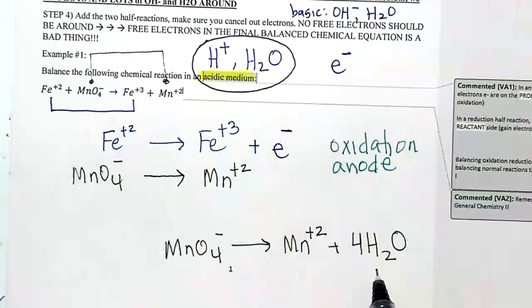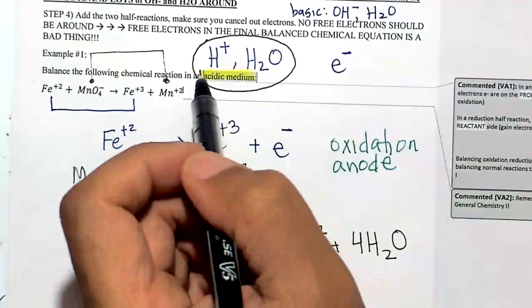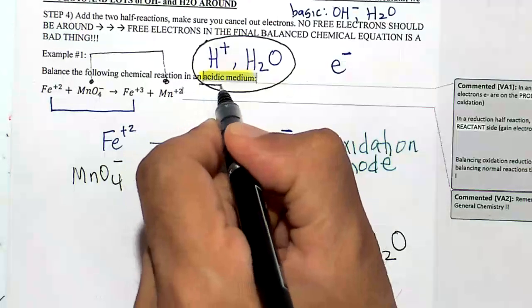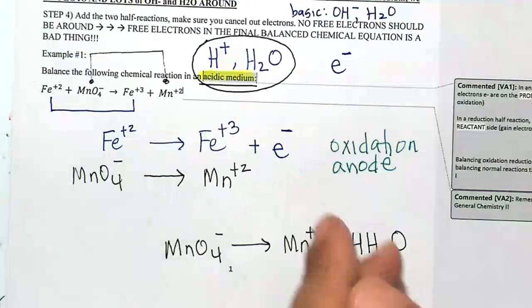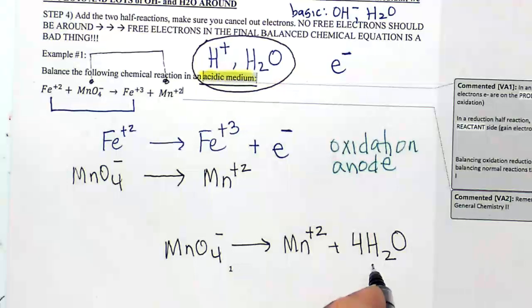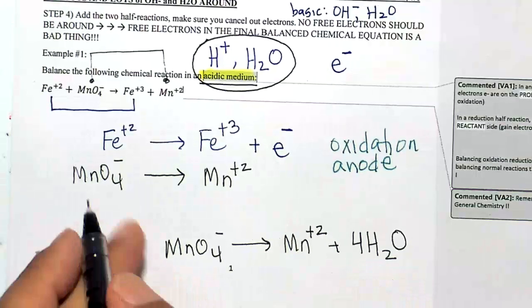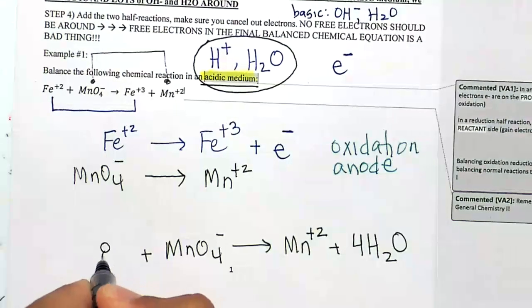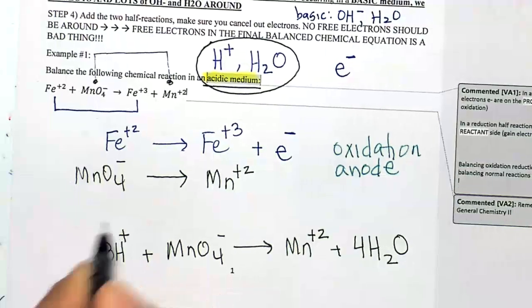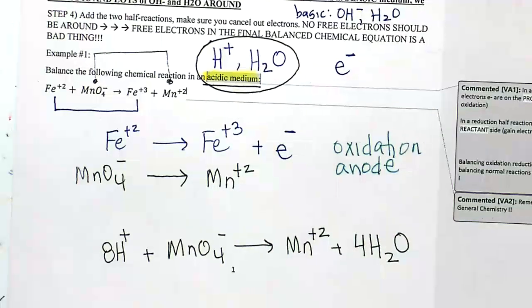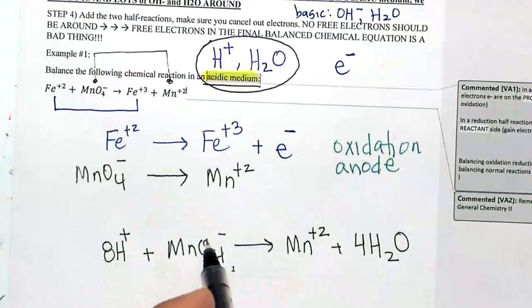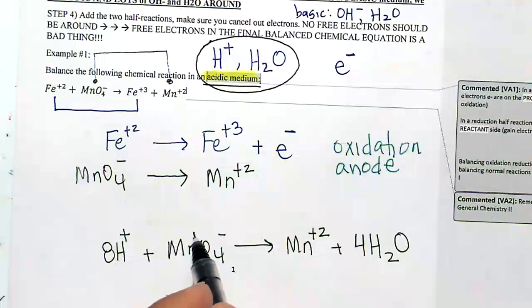How will I balance out my hydrogens? Remember what Bailey told us? What do we have a lot of in acid? We have a lot of water, and we have a lot of H+. So I'm going to balance the hydrogens with H+. I'm going to balance it with 8 H+. We can do this because this is an acid. Now we're going to balance the charge.